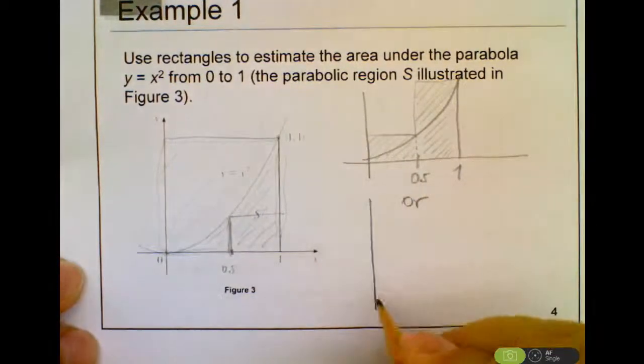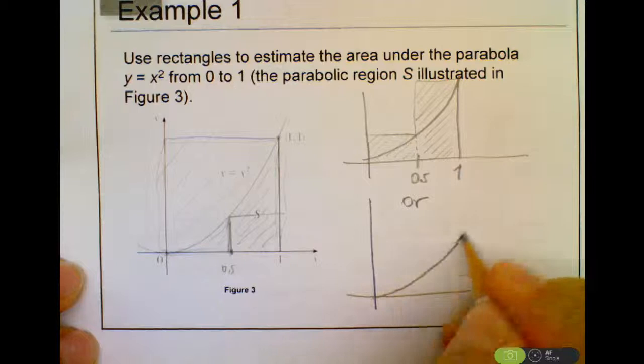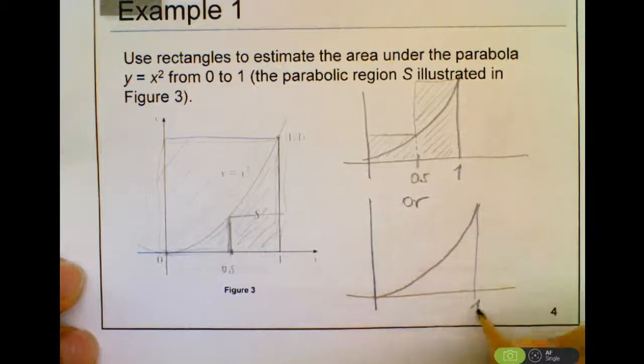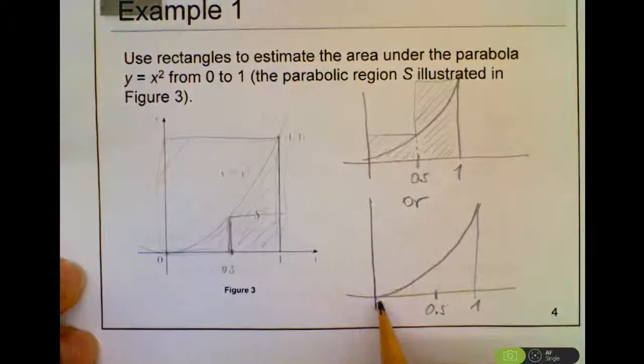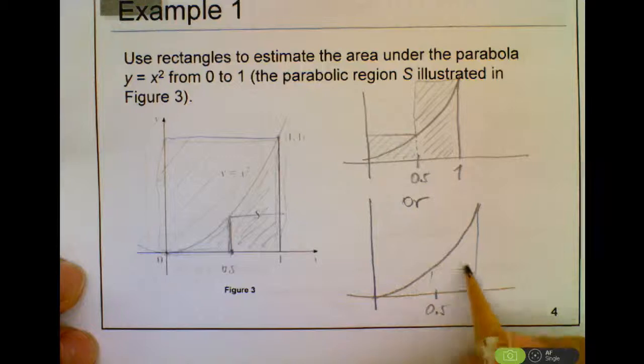Or the other option that I have is having the same situation, the same number of rectangles, 2 rectangles, but now the height, instead of being the side on the right side, is going to be the side on the left side. So in here the height is 0, so this rectangle has base 0.5 and height 0, and then for the second rectangle this will be the height.